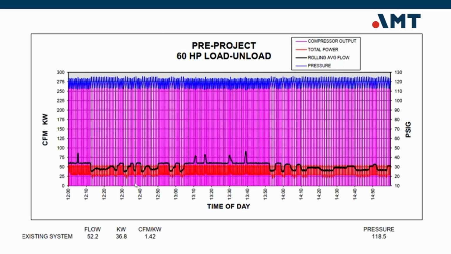This constant cycling has two impacts. First, it wastes energy. Second, it increases mechanical wear. Contactors, valves, and internal components cycle repeatedly, which can shorten equipment life and increase maintenance costs. So the key takeaway from this pre-project condition is this. The system is meeting demand, but not efficiently. Without proper controls, right-sizing, and the ability to modulate output, the compressor wastes energy even when production demand is relatively low. This sets the stage for the post-project comparison, where we will see what happens when capacity and controls are better matched to actual system demand.